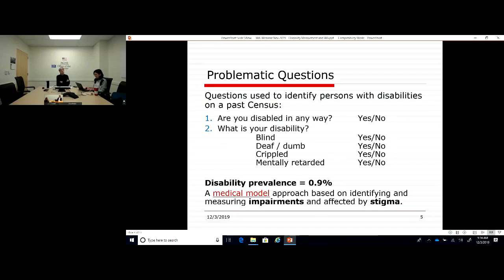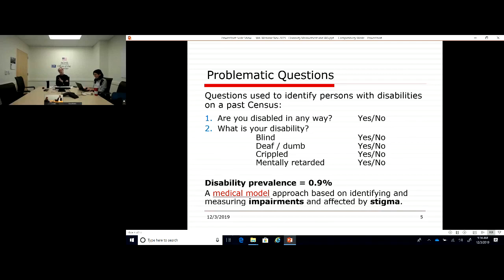Here's a problematic question, and it's typical of the way people with disabilities were identified in the past. A question simply saying, are you disabled in any way, with a yes or no response? And if the answer is yes, what is your disability? Are you blind, deaf or dumb, crippled, or mentally retarded?